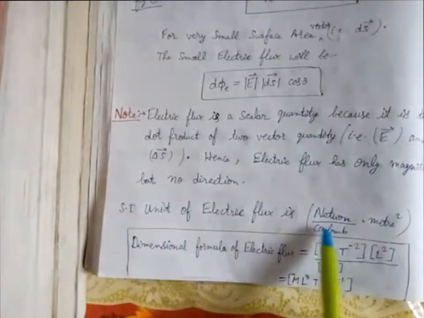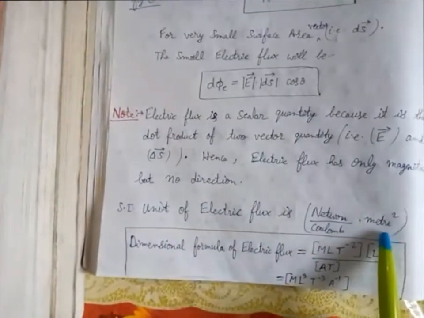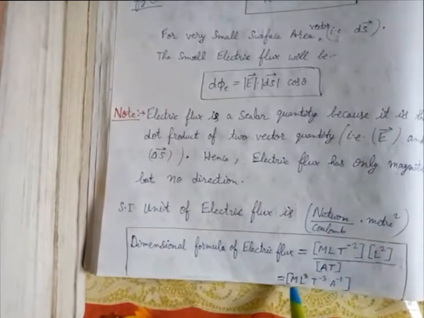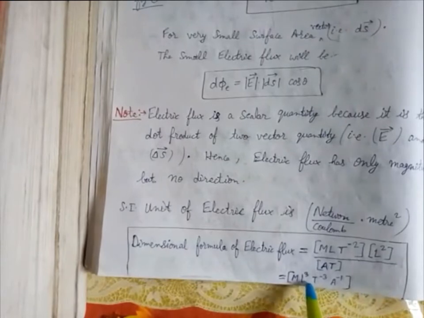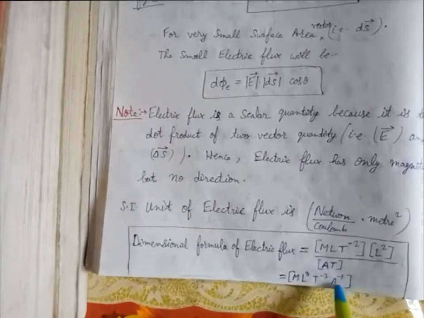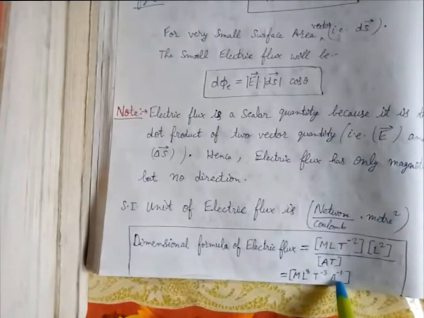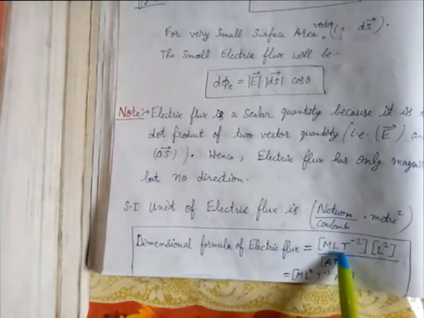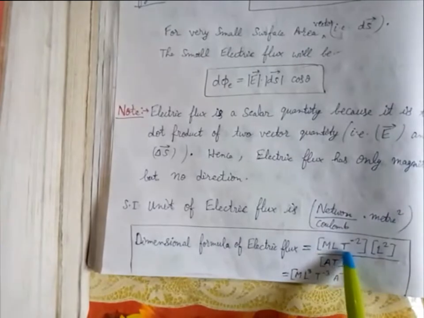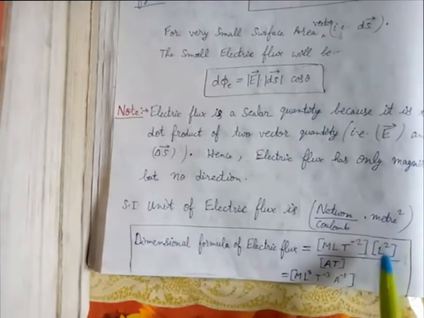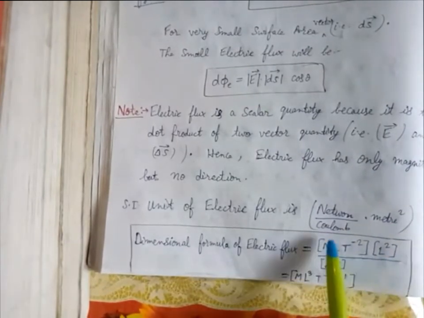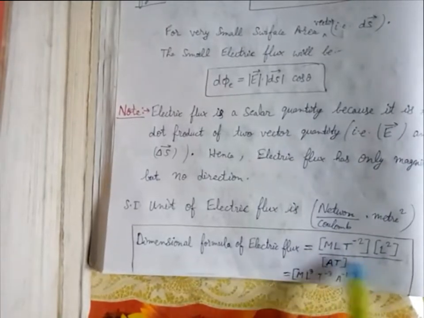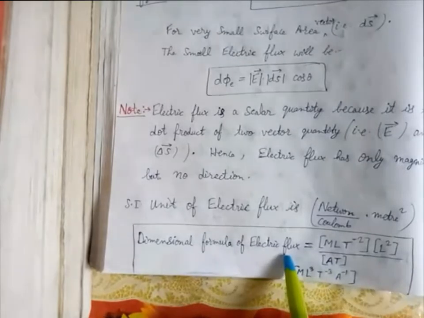Unit of electric flux is Newton per coulomb into meter square. The dimensional formula of electric flux is M power 1 L power 3 T power minus 3 A power minus 1, because Newton is the unit of force, so for force the dimensional formula is M L T power minus 2. For meter square, that is L square. For coulomb, that is A into T. So this is the dimensional formula for electric flux.